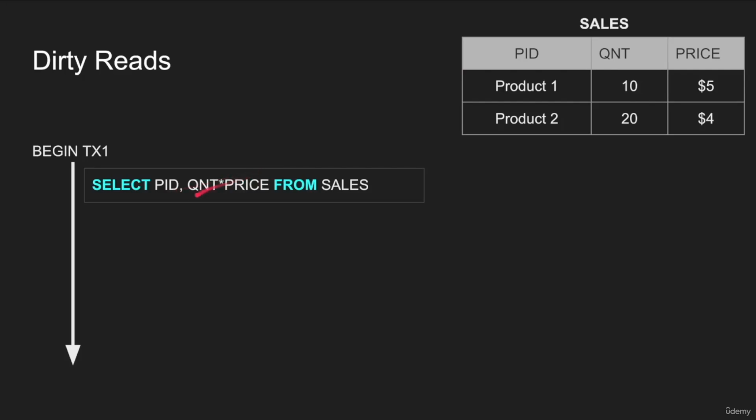So what we're going to get is product 1 is 50 and product 2 is 80, right? That's what we got. And this is the list. I don't know, maybe I'm generating a sales report. And now another transaction started while this is actually running. So these are in parallel now, right? We selected this. We read the actual values that are currently in the table.